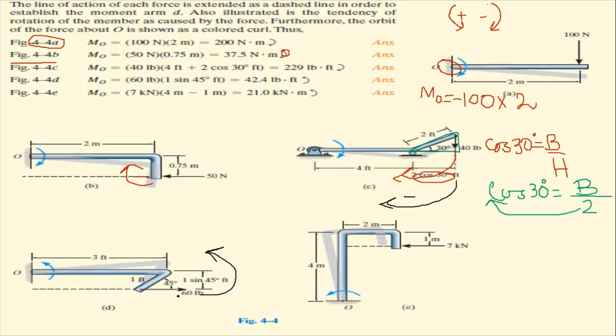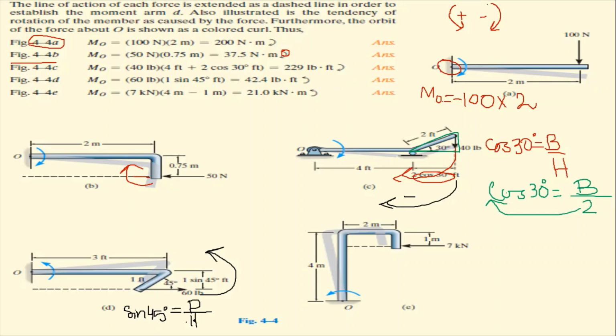So what we have to do, we have to find out this perpendicular length. So how can we do that? We know that this hypotenuse length, it is 1 foot, and this angle is 45 degrees. So what we have to do, we have to find out perpendicular. So sine 45, in this case, what you have to do, sine 45 degree is equals to perpendicular upon hypotenuse.